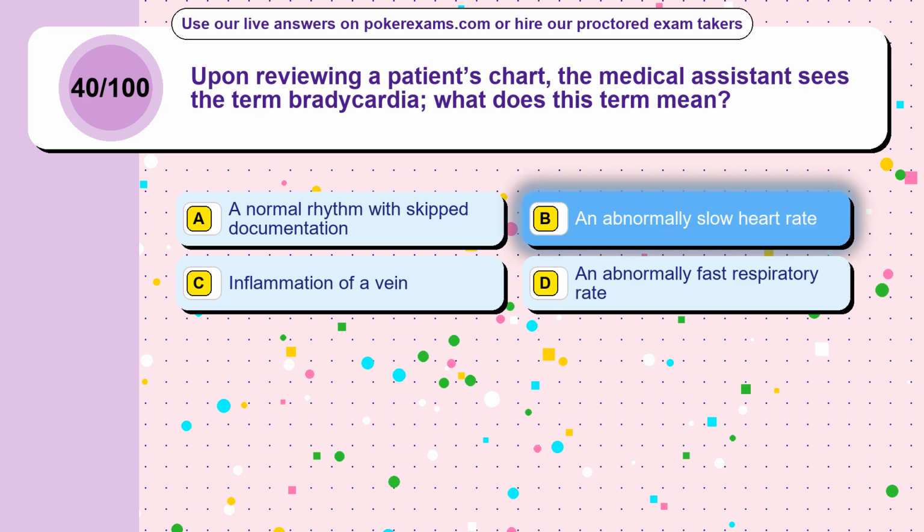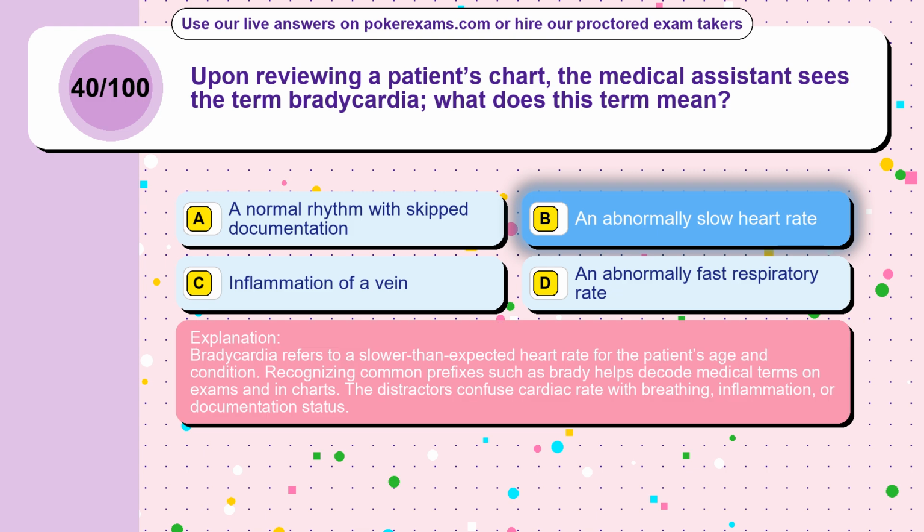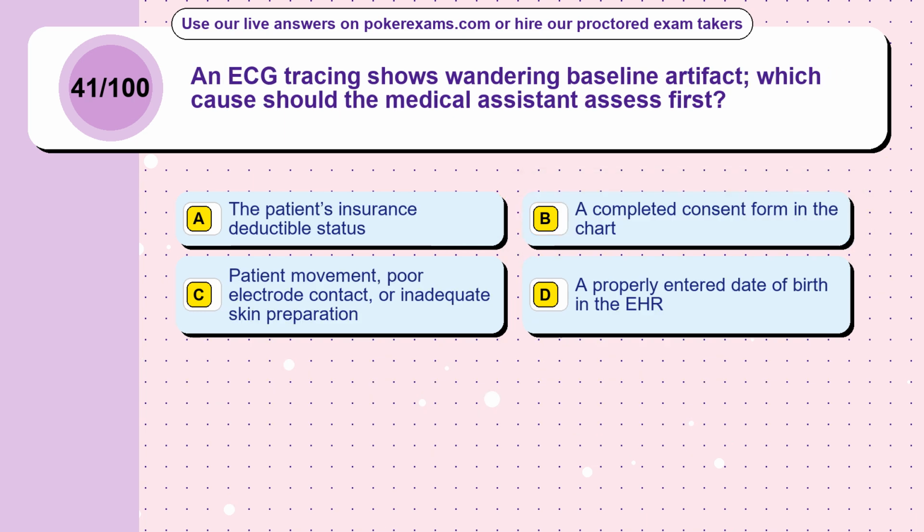The correct answer is option B. An abnormally slow heart rate. Bradycardia refers to a slower than expected heart rate for the patient's age and condition. Recognizing common prefixes such as Brady helps decode medical terms on exams and in charts. The distractors confuse cardiac rate with breathing, inflammation, or documentation status. Question 41.